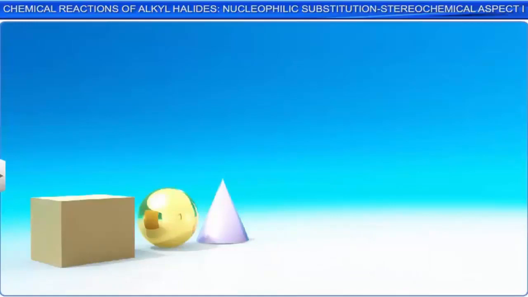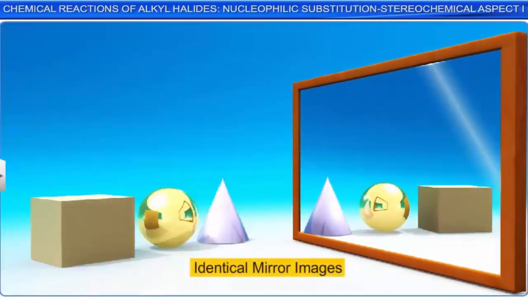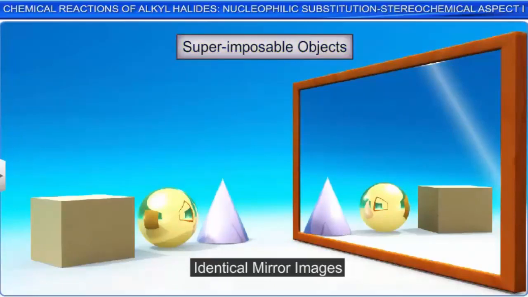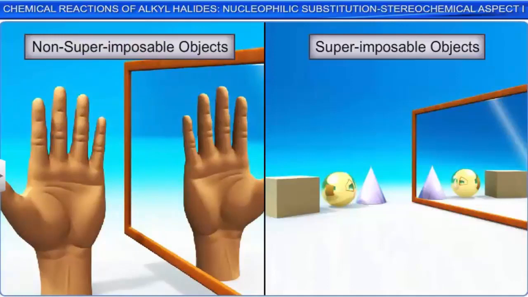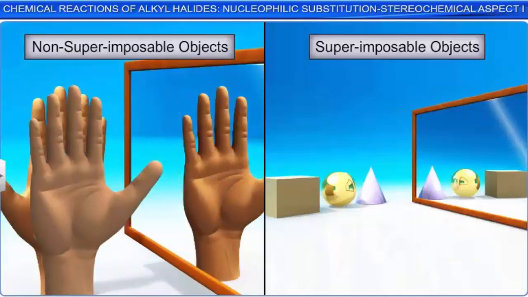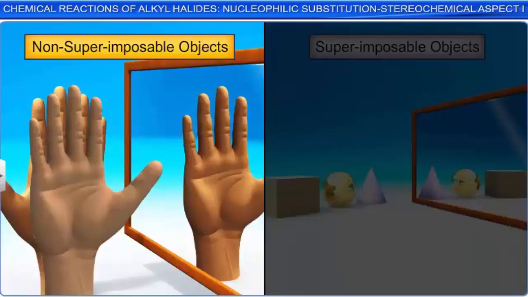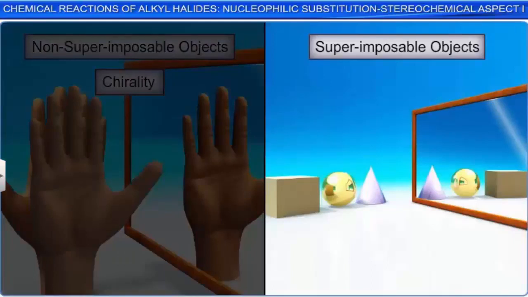You see symmetry and asymmetry commonly in your everyday life. For example, a sphere, a cone, and a cube are identical to their mirror images and are superimposable. However, many objects are non-superimposable on their mirror images. For example, the left hand and the right hand are mirror images of each other, but they do not superimpose, and hence are said to be non-superimposable. Objects that are non-superimposable on their mirror images are said to be chiral, and this property is known as chirality. On the other hand, objects that are superimposable on their mirror images are called achiral.